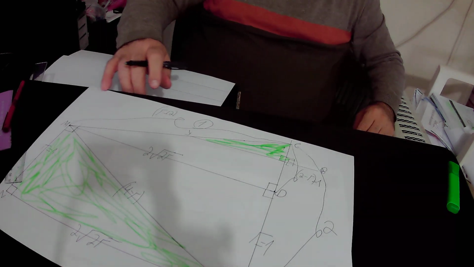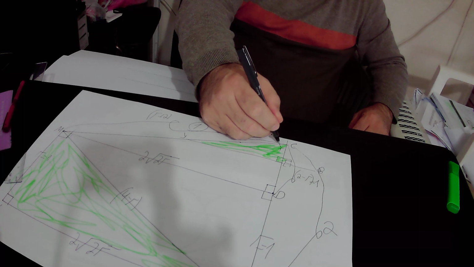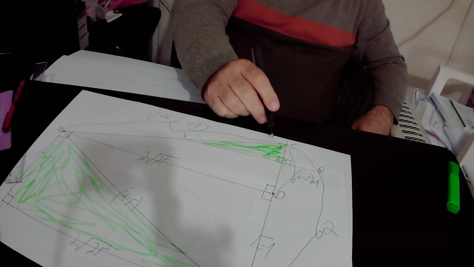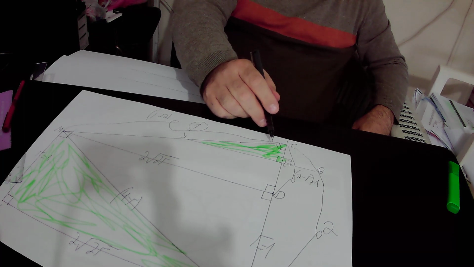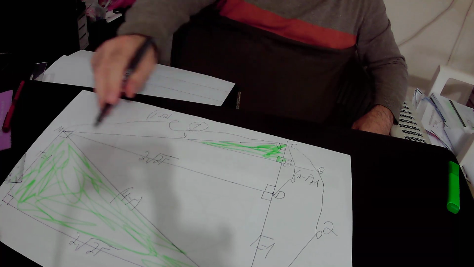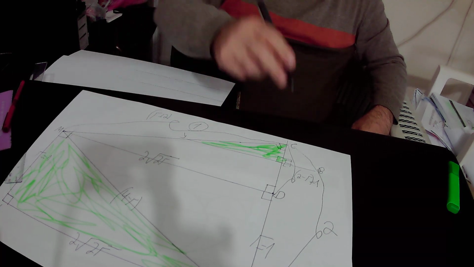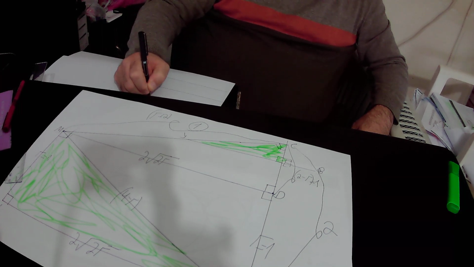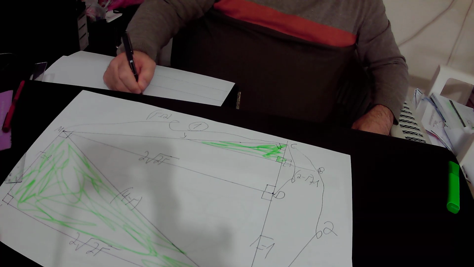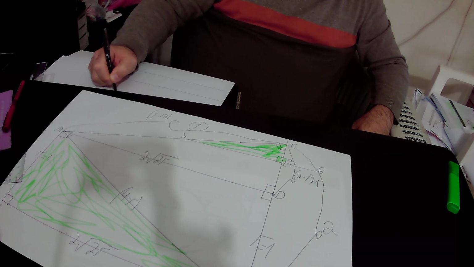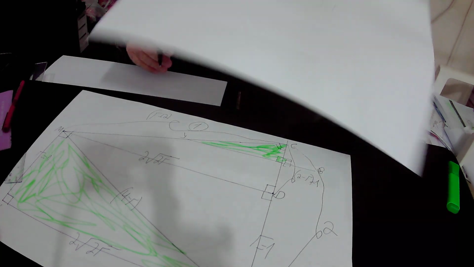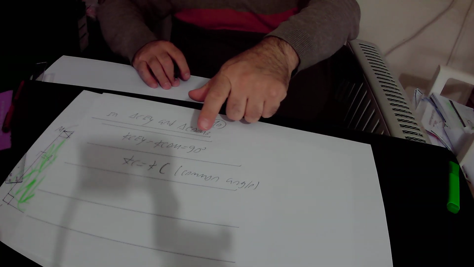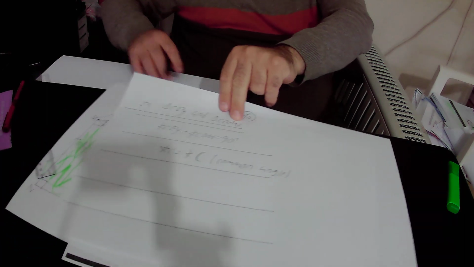And we have this angle C. It is a common angle, it belongs both to the green triangle and also it belongs to the right triangle, triangle CDM. So we can write down that angle C equals angle C, a common angle that belongs to both triangles.